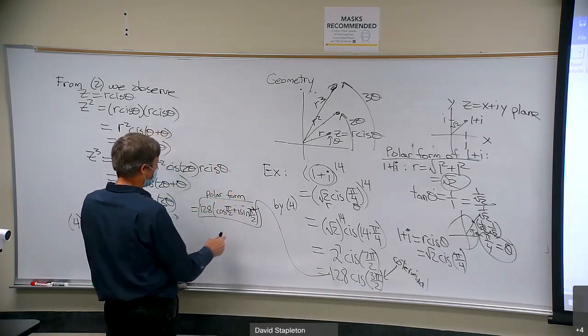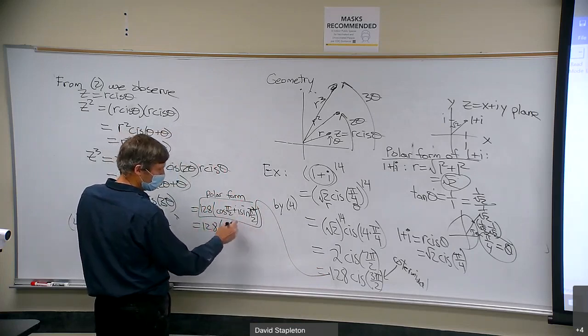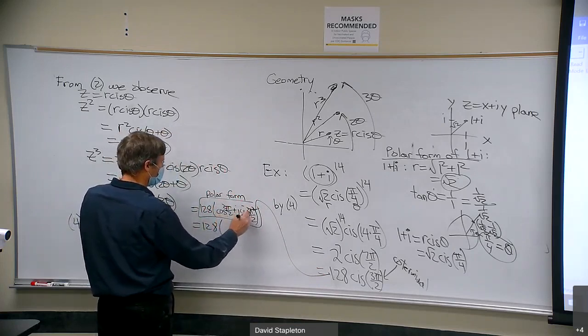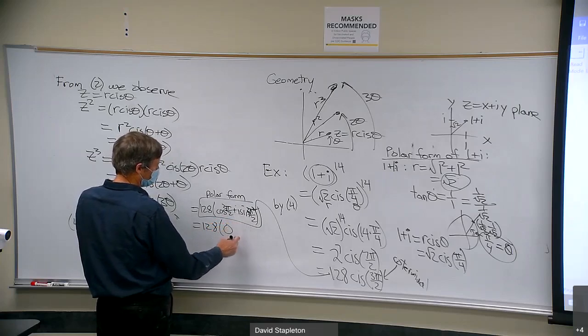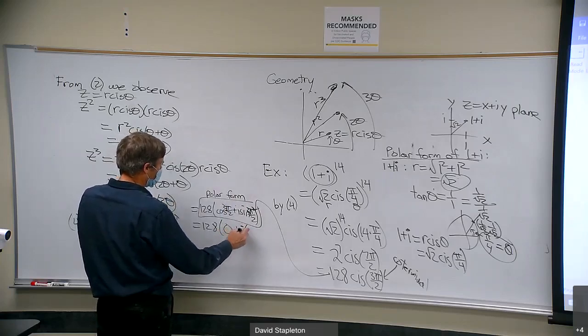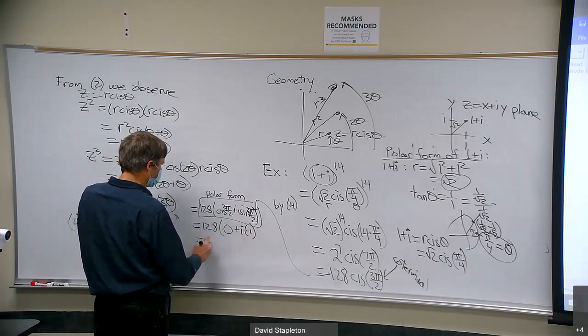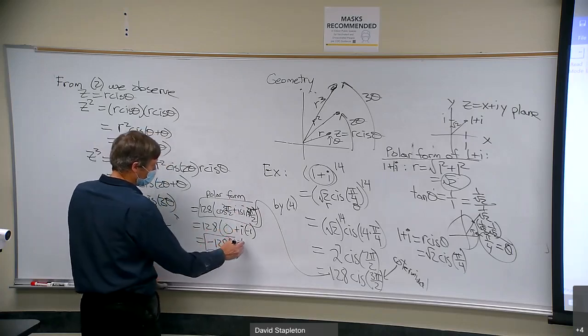If I just compute cosine and sine, cosine of pi over 2 is 0. That's 3 pi over 2, I'm sorry, 3 pi over 2. Cosine of 3 pi over 2 is 0, and sine of 3 pi over 2 is -1. You remember from the unit circle, right? It's the angle down here. And so actually this number is minus 128i. Simpler to write it this way than its polar form. So here's the rectangular form.